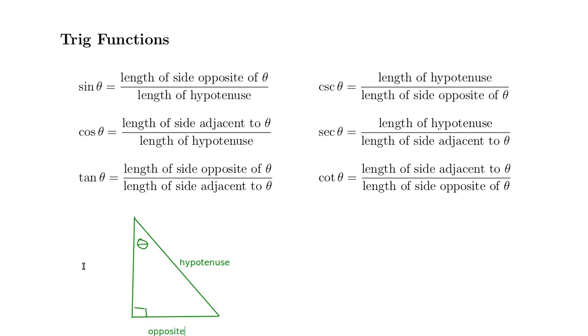And the adjacent side is the one that's running alongside of our angle. So there's one way that we could draw this. Another way that we could draw this is the same right triangle, approximately.